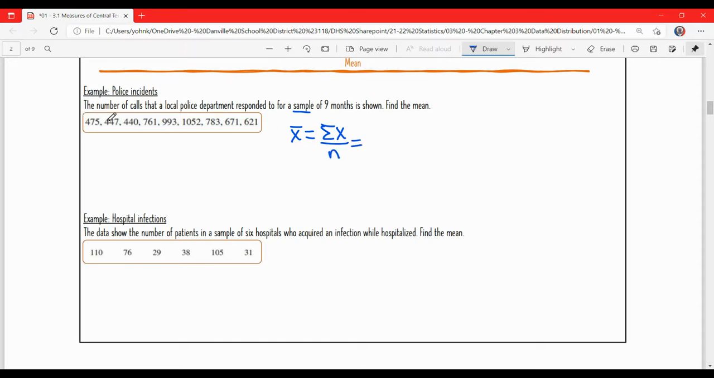If I add up all 9 of these numbers, I get 6,243. The sample size is how many items were in the sample. In this case, there were 9. If I divide this, I get 693.7. Now, this is a descriptive statistic, so we need a descriptive word. These are the number of calls, so we're going to put calls. And that's the mean.